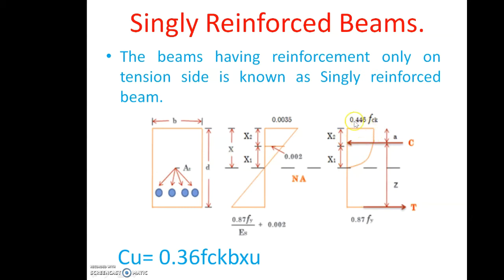Here we get 0.446 fck, and this is the total compression point, which acts at a distance from the top of the beam, and the distance between the total compression and total tension is Z, which is also known as the lever arm. We already studied this in the previous video, and the total tension is 0.87 Fy. So total compression Cu is equal to 0.36 fck b xu.